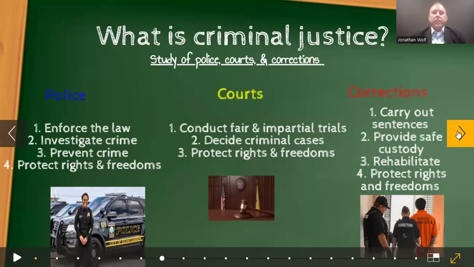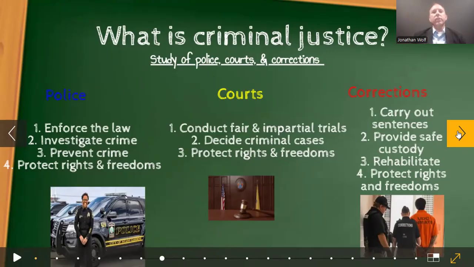First thing I want to talk about on this slide is what is criminal justice? So what are you actually studying? Criminal justice, very simply, is the study of police, courts, and corrections. And throughout police, courts, or corrections, there's a lot of job opportunities out there in each one. More so in police and corrections than the courts. Although the courts, there are jobs available.